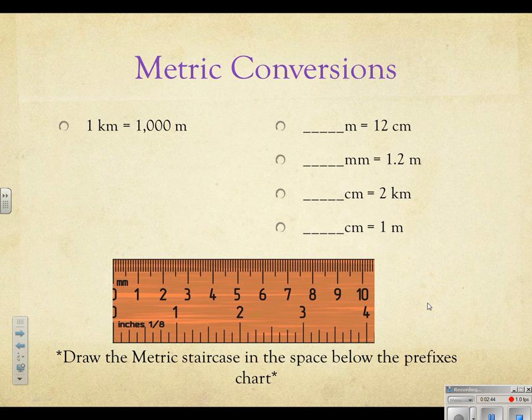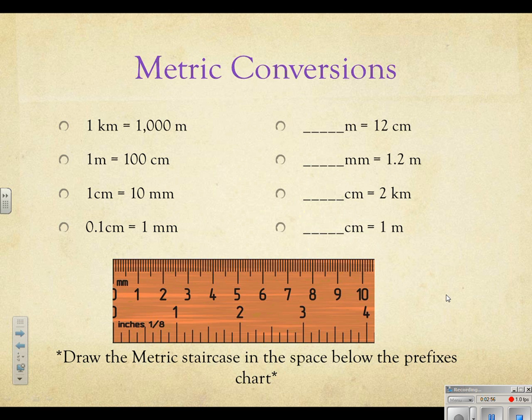We know that 1 kilometer is going to be 1,000 meters. A meter is 100 centimeters. A centimeter is going to be 10 millimeters, and a tenth of a centimeter is 1 millimeter. Okay, so if you look at this ruler on the bottom, this is a centimeter ruler on top, and so we have 1 centimeter, 2 centimeters, 3, and so on. In between, you would count 10 little lines, and those little lines are going to be millimeters.